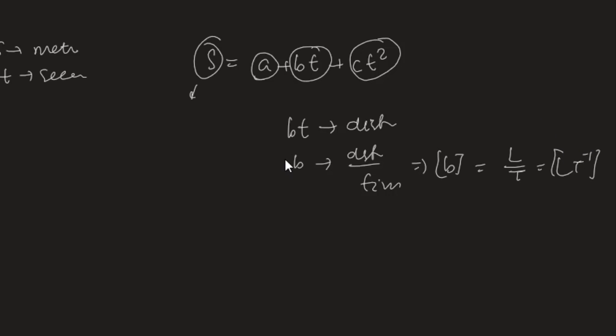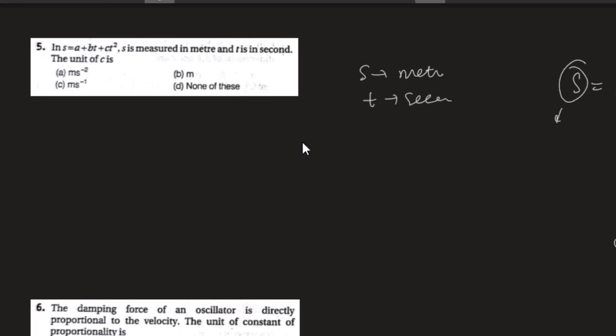Now again CT square is also distance. If that is the case, then C will have distance by time square, so that is LT minus 2, right? But they are asking the unit of C. So what is the unit of C? Meter per second square, right? Meter per second square. This is the first option. The correct answer will be the first option.